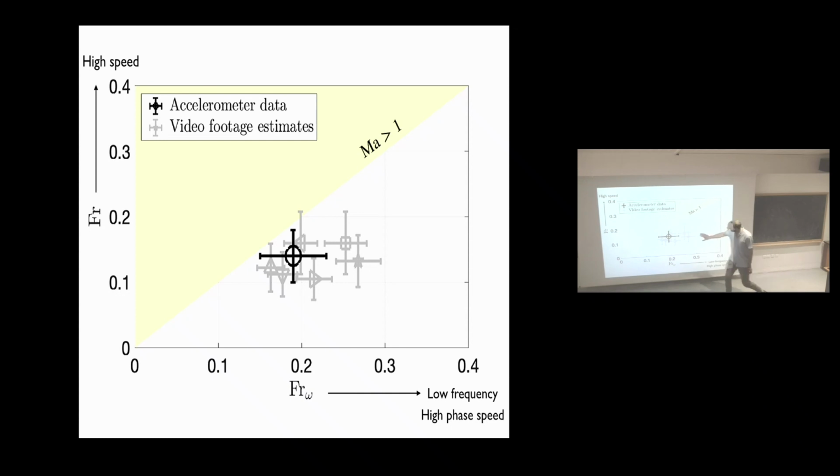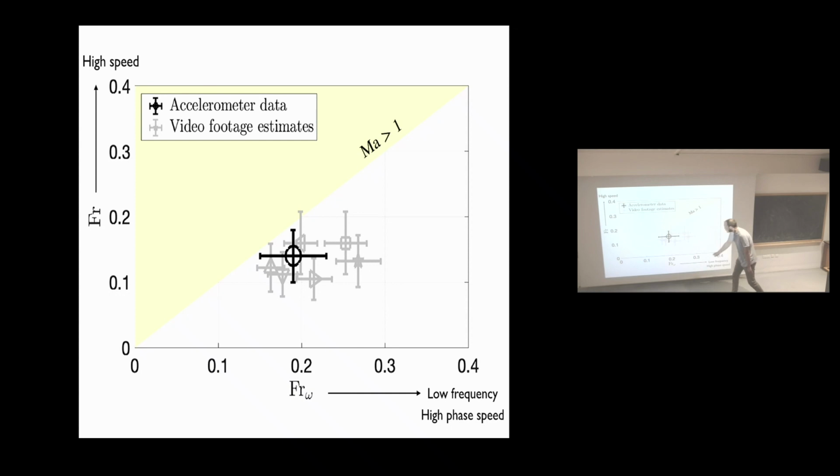You can take all these data points, and you can plot the two Froude numbers together. So this gives you an idea of the phase space. Basically, all of the data is kind of clustered around here, and the key thing is that the Mach number is less than 1. So the black dot here is the experiments Jerome did in Canada, and then all of the other dots are estimates I've taken from YouTube videos and so on.